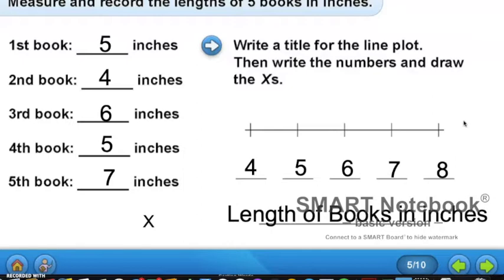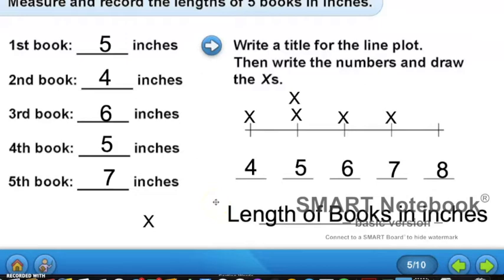Now I'm going to use the X's to organize my data. So the first book was 5 inches. So I'm going to take one X and move it right above the 5 mark there. Okay, my second book was 4 inches. So I'm going to take another X and put it right there. My third book was 6 inches. So I'm going to move one there. My fourth book was 5 inches, so I'm going to put another X above the first X I put there. And then my fifth book was 7 inches, so I'm going to put an X right there. And that's all you really have to do to make your line plot.